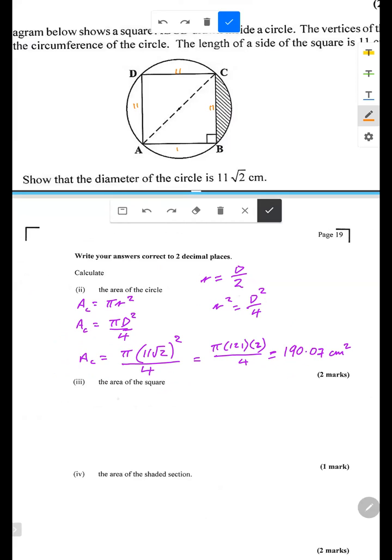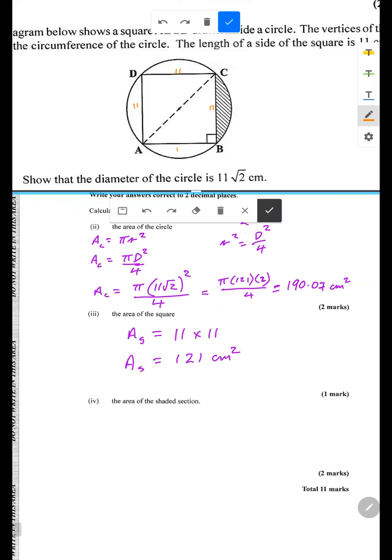The next part wants the area of the square. So let's call that AS. The area of the square is simply equal to 11 squared, 11 times 11, which is 121. So the area of the square is 121 centimeters squared. And the next part wants the area shaded.